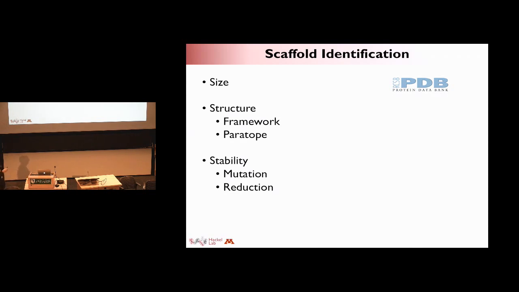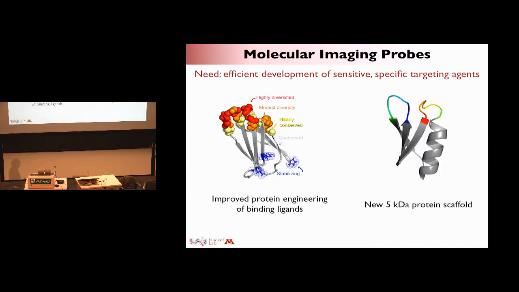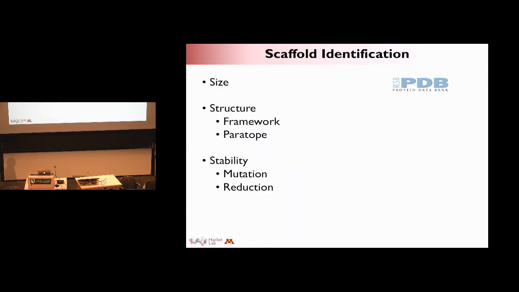I want it to have at least 2 exposed loops. I want it to have a stable core underneath. Let's probably make it a beta sandwich to be just like this fibronectin domain that we had before. And a variety of other lists. And we collectively figured out what sort of things should be in our algorithm. And so we started with size. We can go from the nearly 100,000 at the time to a much smaller number if we simply say this needs to be small.